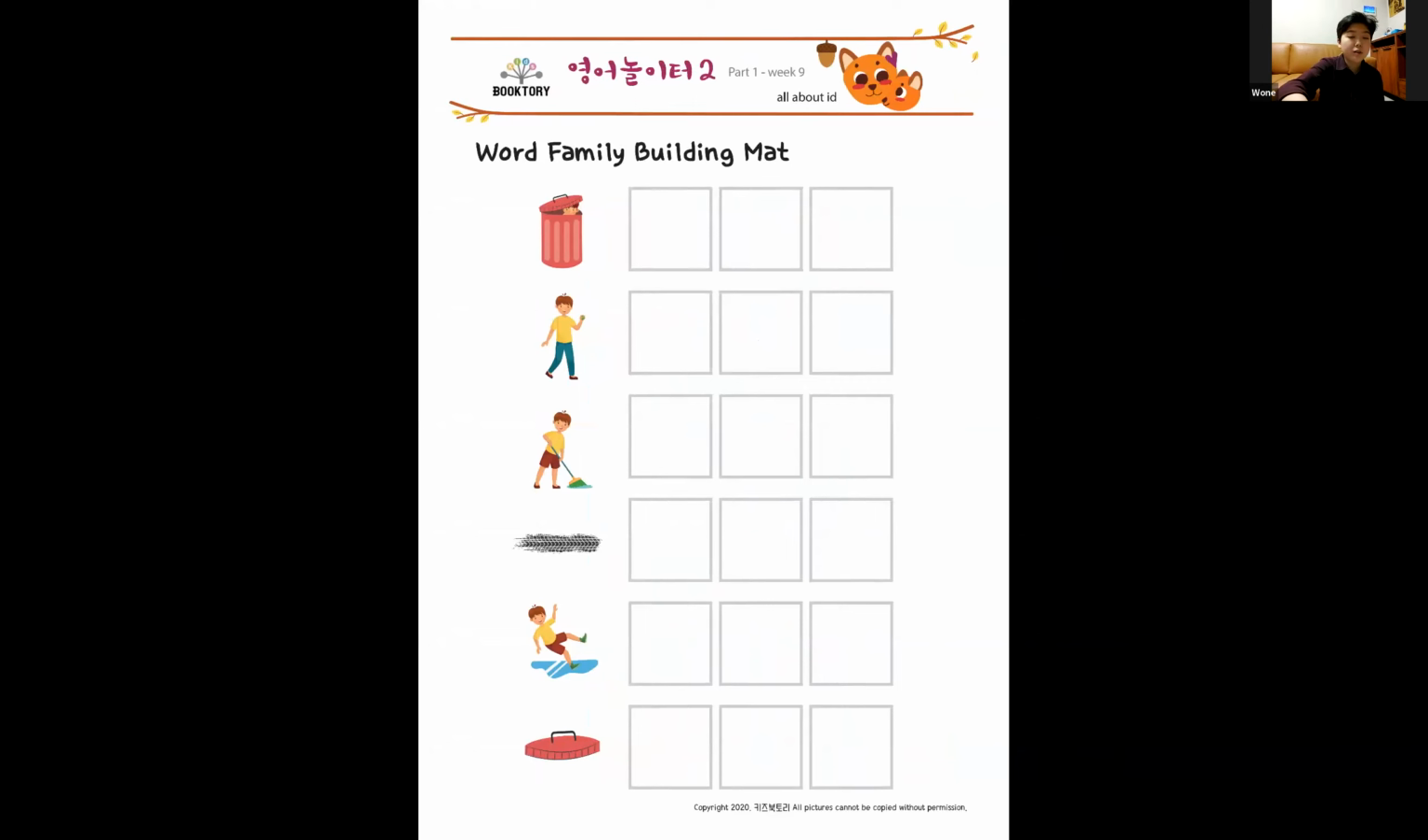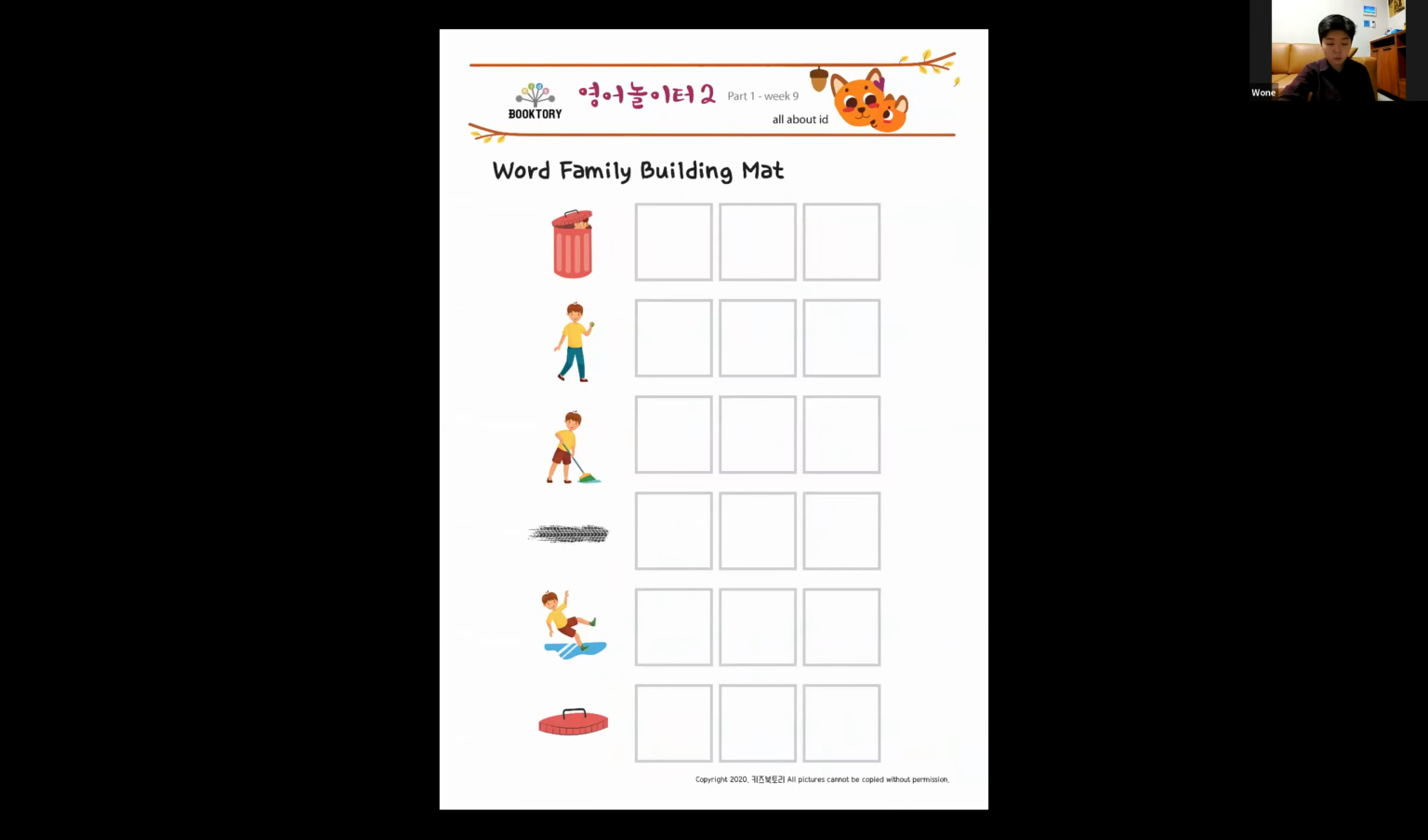Let's do the word family building map together. We're going to spell out the words together. The first word. What is the first word, everyone? Hid. Good job. So we're going to sound it out. H, I, D. The next one, who is it? Do you remember? Kid. K, I, D.